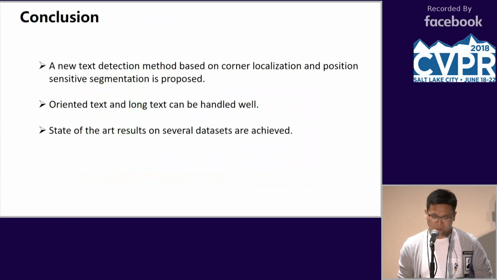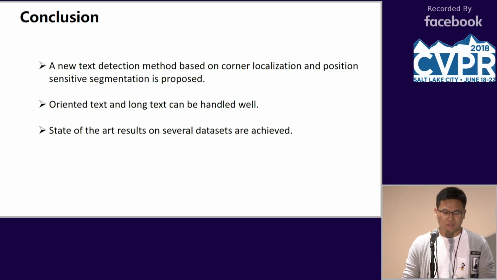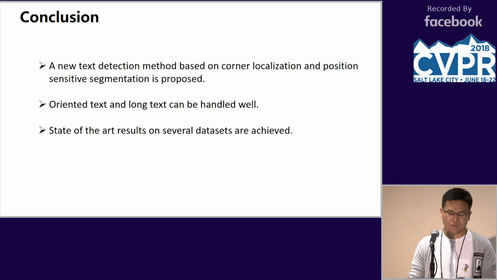So in this paper, a new text detection method based on corner localization and position-sensitive segmentation is proposed. Oriented text and long text can be handled well by our proposed method. State-of-the-art results are achieved on several datasets.